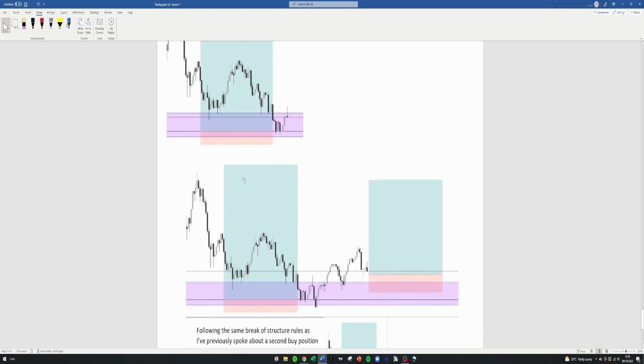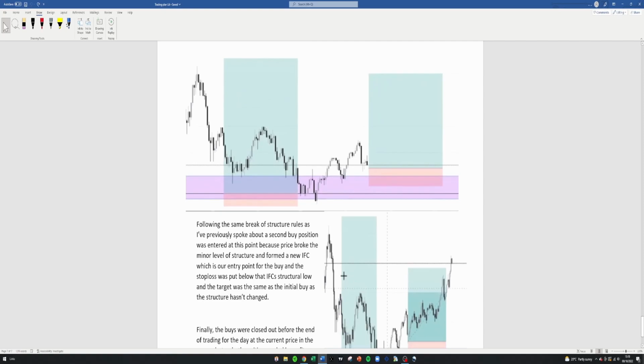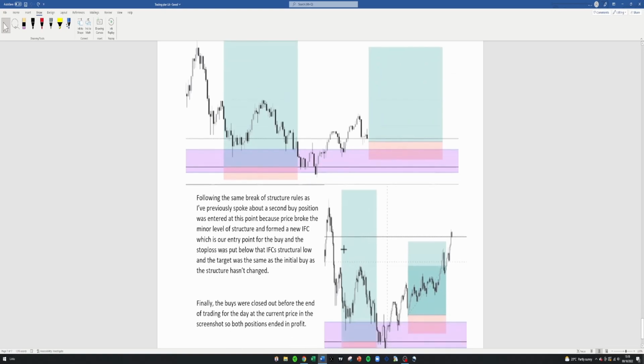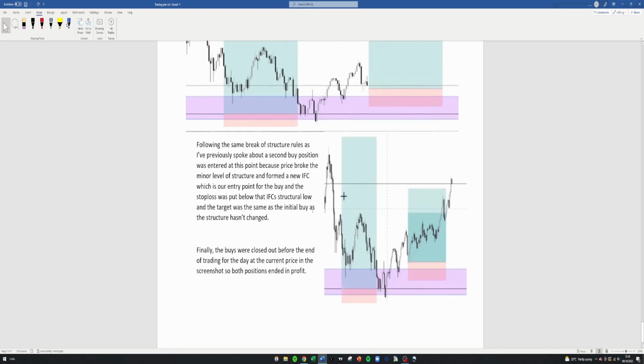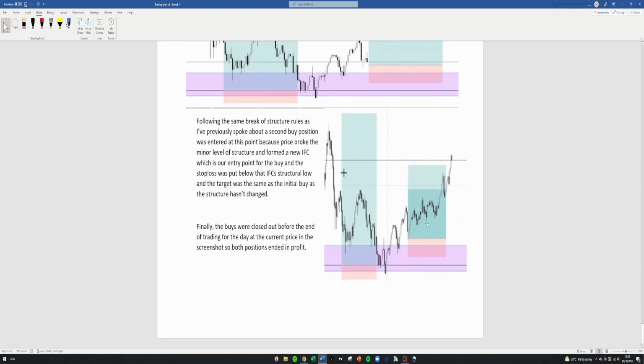So continuing on, following the same breaker structure rules as I previously spoke about, the second buy position was entered at this point because price broke the minor level of structure and formed an institutionally funded candle, which is our entry point for the buy. The stop loss was put below that specific institutionally funded candle's structural low, and the target was the same as the initial buy position because structure hasn't changed, so it's the same target and same liquidity. Finally, the buys were closed out before the end of the trading day at the current price in the screenshot, so both positions ended in profit.